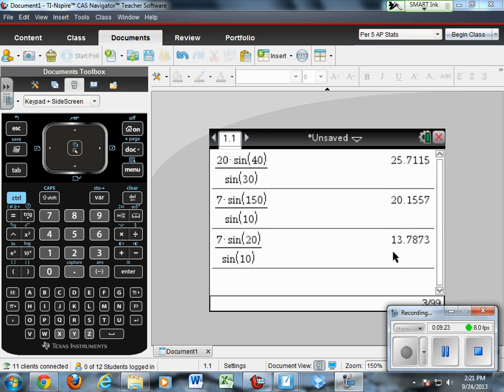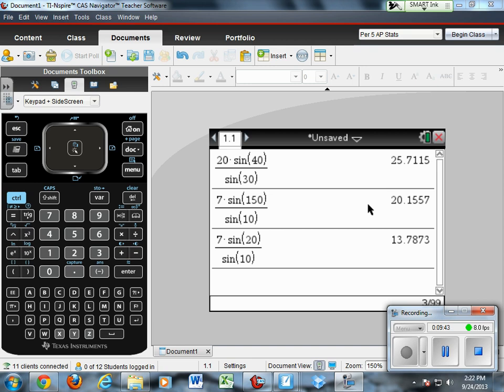Hopefully you'll recognize that this would be opposite the largest angle, and 13.7 would be opposite the second smallest angle. This is opposite the 20, this is opposite the 150. So once again, answers must make reasonable sense.